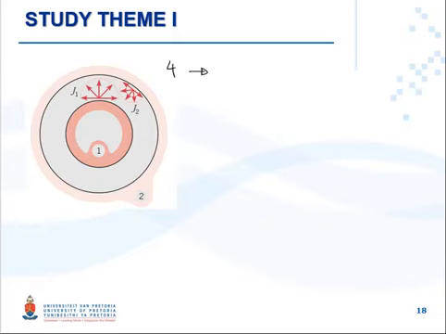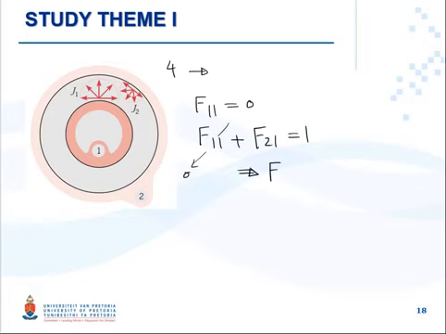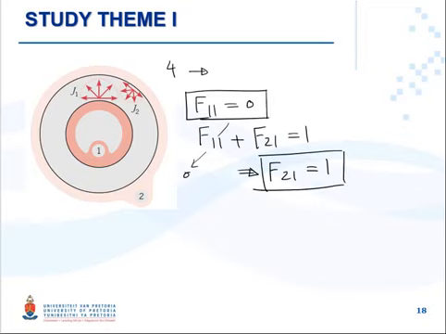Okay, so let's start with surface 1. What kind of surface is it? It's a convex surface, so easily we can say F11 is equal to 0. By using the summation rule we can say that F11 plus F12 is equal to 1. So we know that F11 is 0, then F12 is equal to 1. So it was very simple. Immediately we find 2 of the view factors.